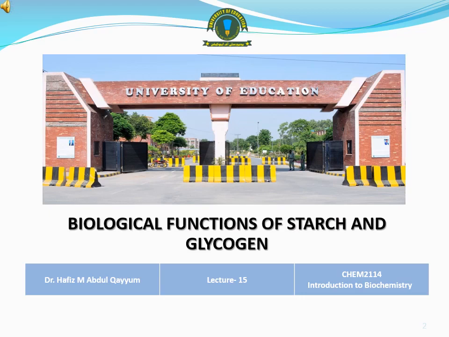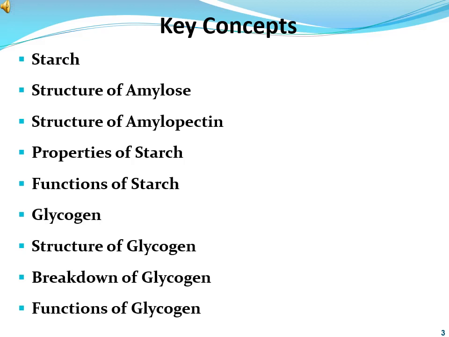We discuss biological functions of starch and biological functions of glycogen. First of all, key concepts. Key concepts include starch, structure of amylose, structure of amylopectin, properties of starch, and function of starch. After this, we will discuss glycogen, structure of glycogen, breakdown of glycogen, and last one we discuss functions of glycogen.